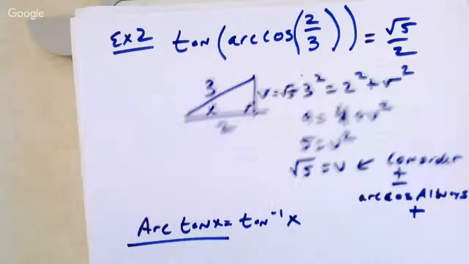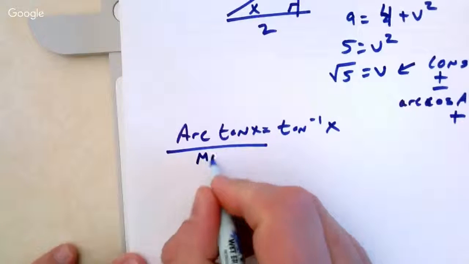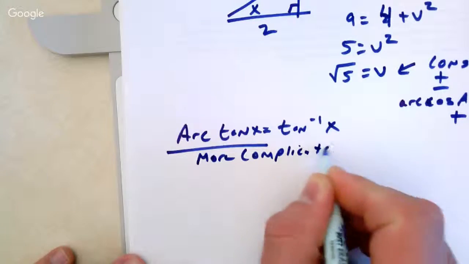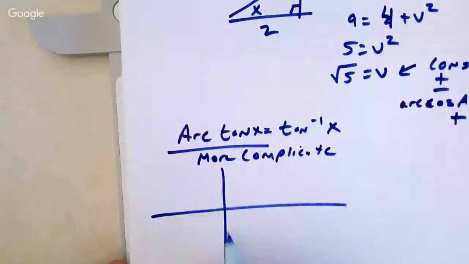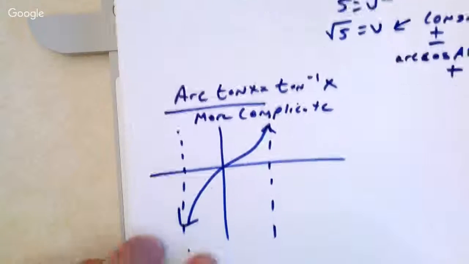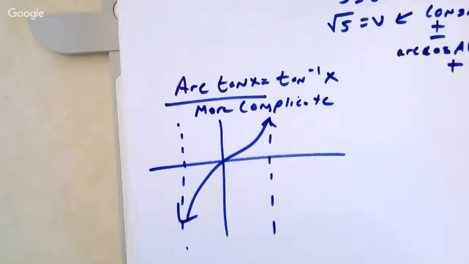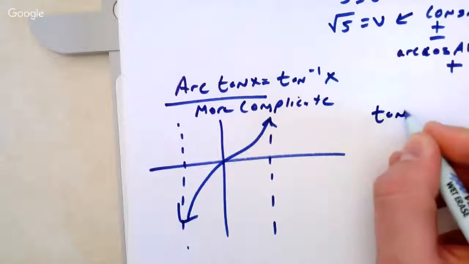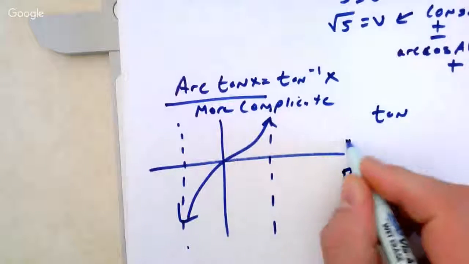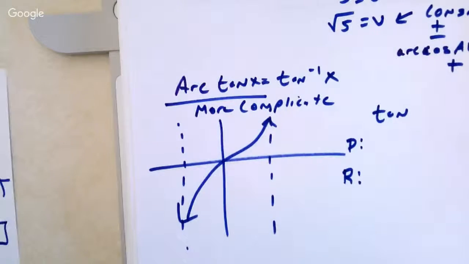Okay, let's talk about the last one, arctangent. It's more complicated than the other two. Don't forget the tangent graph has a vertical asymptote at pi over 2 and negative pi over 2. So it's kind of odd. Let's specifically look at the range of tangent. What numbers could you get for an answer from a tangent?